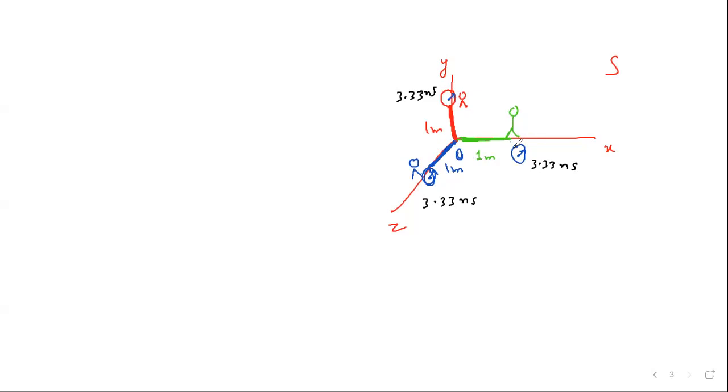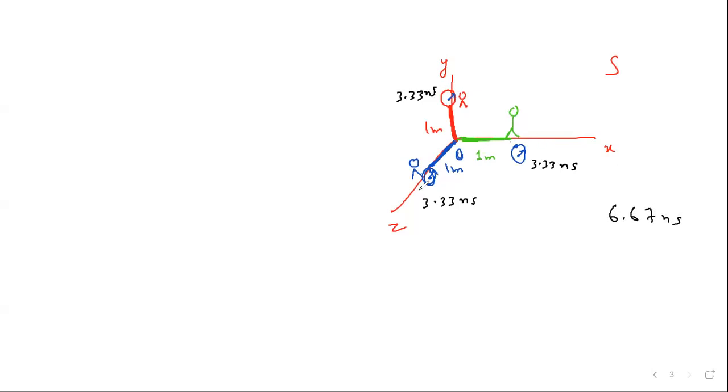There will be three other assistants who are similarly each assigned one of the coordinate axes. They are given rods of length 2 meter and are instructed to start the clocks when they see the flash of light at the preset time of 6.67 nanosecond.